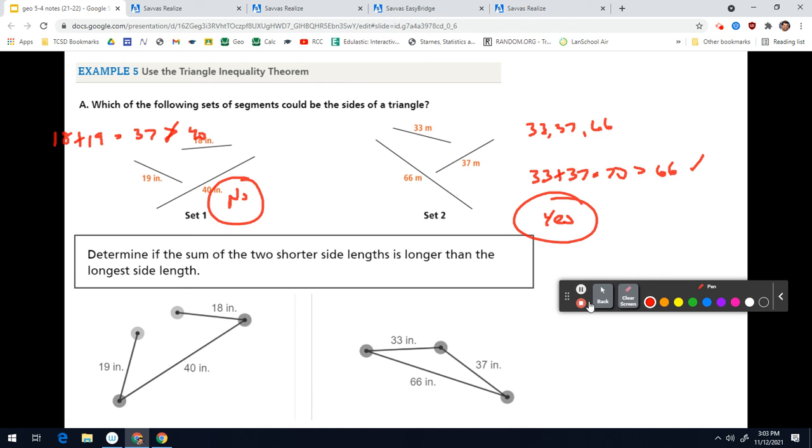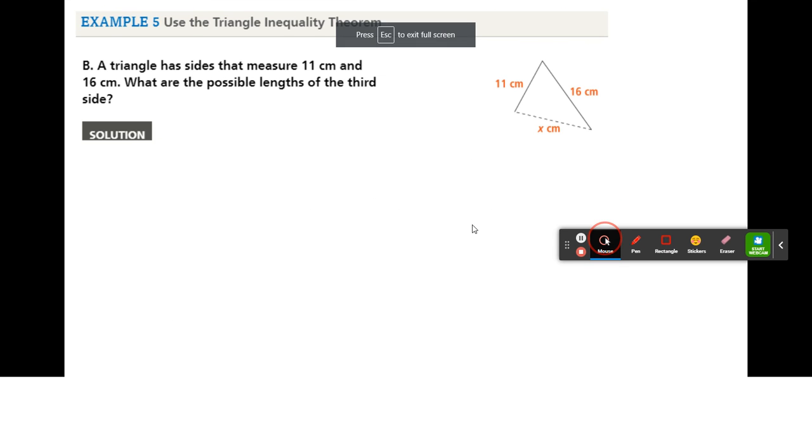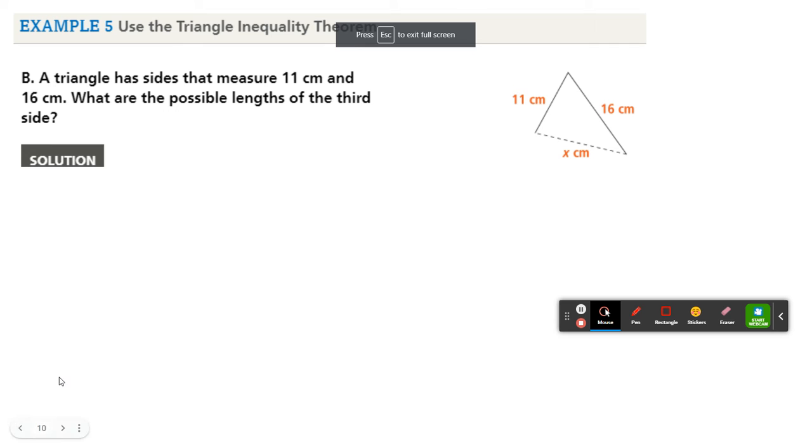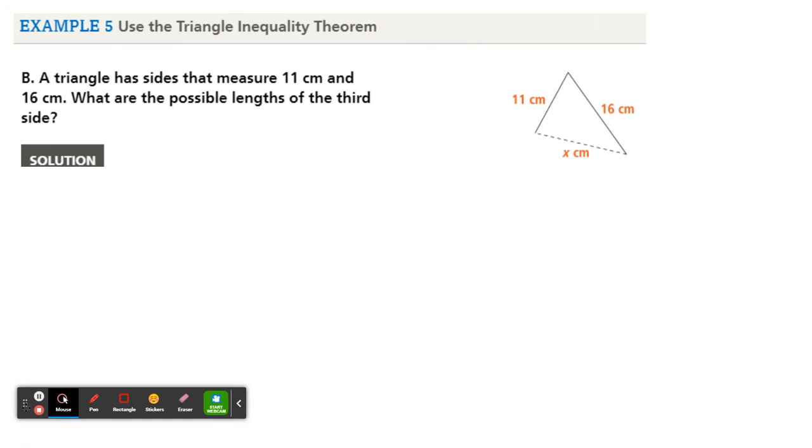Okay, one last problem here, and then we're done with this section. It says a triangle has sides that measure 11 centimeters and 16 centimeters. What are the possible lengths for the third side? So when you do this, just like the triangle inequality theorem, I'm going to label the third side x as A, 11 as B, and 16 as C.